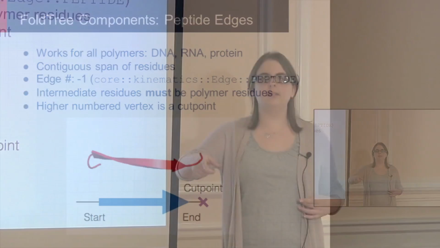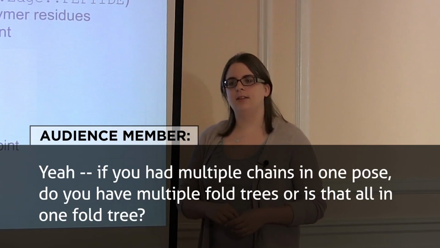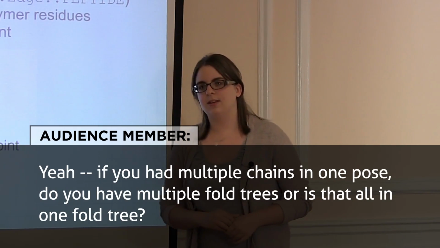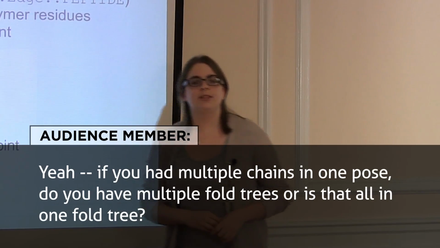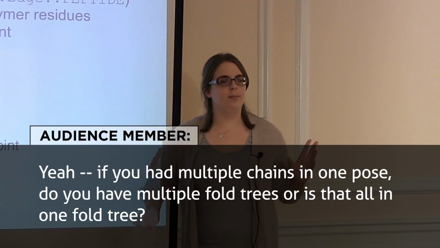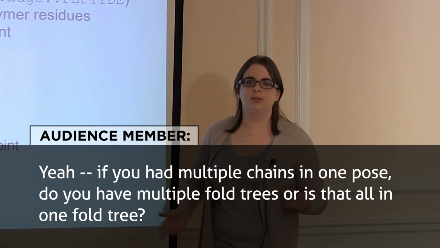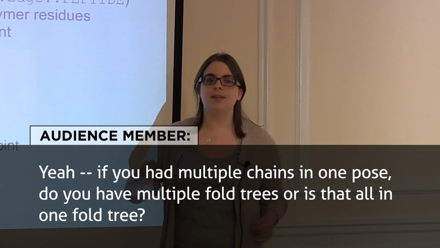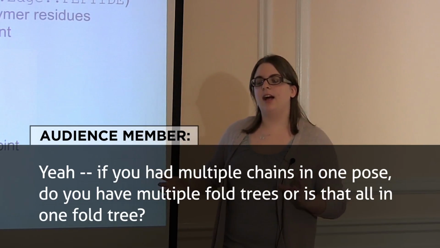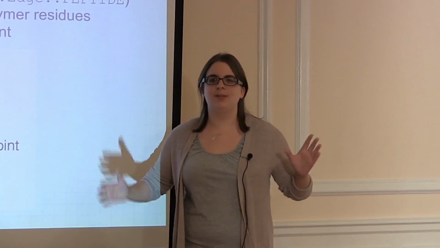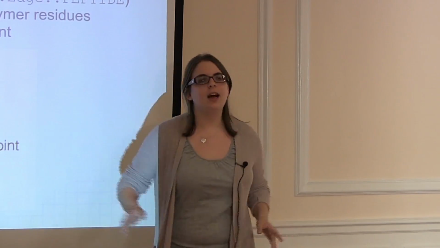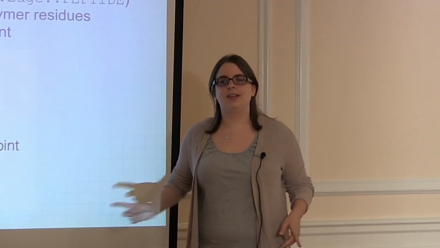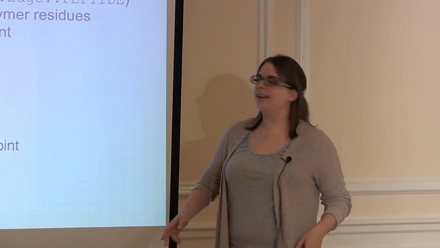You had a question? If you have multiple chains in one pose, does that mean you have multiple fold trees, or is that always in one fold tree? So the question was, if you have multiple chains in one pose, do you have multiple fold trees? There's always one fold tree for a pose. It's actually a rule of the fold tree that it must describe the entire pose, so none of the residues can be left out. The way you do that is through the type of edge that I'm going to talk about next, so hold on one second.